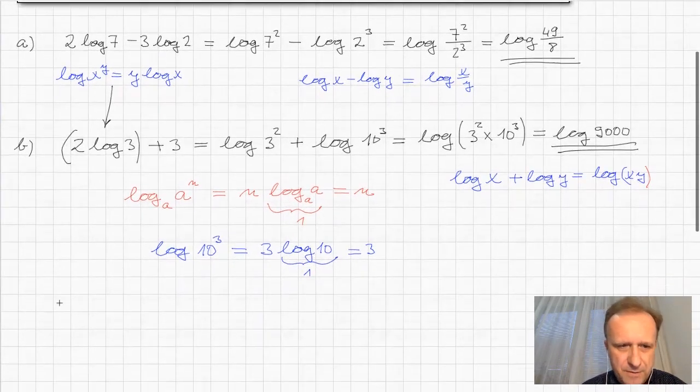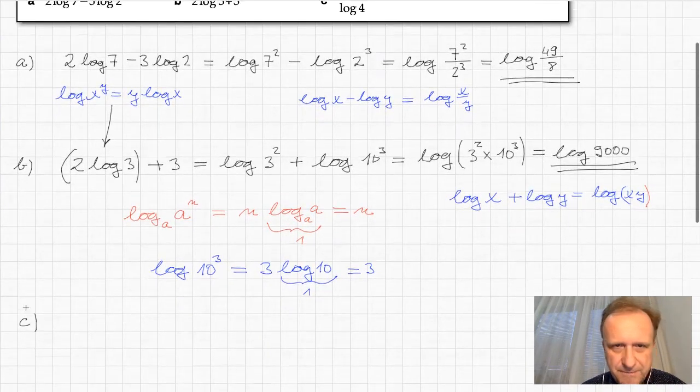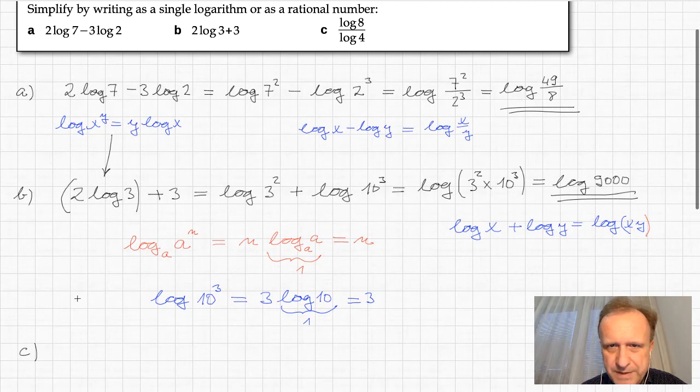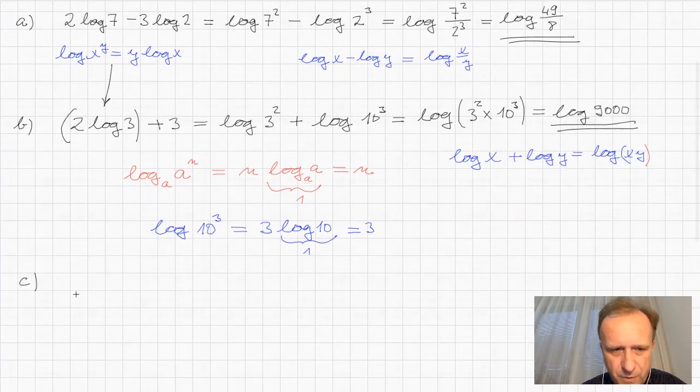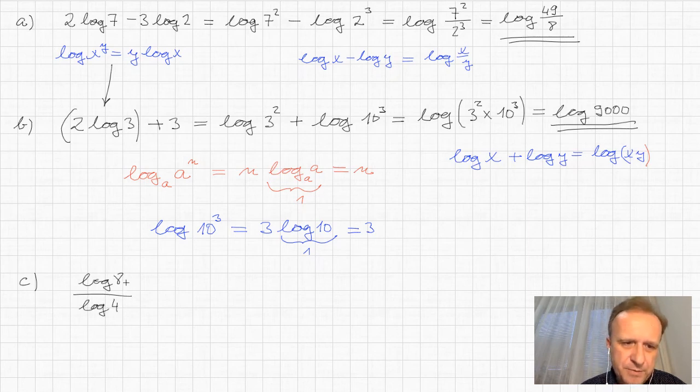Okay, now the third part, part C. We have logarithm of 8 divided by logarithm of 4. Now, you may notice that both 8 and 4 are powers of 2. So let me use this fact.